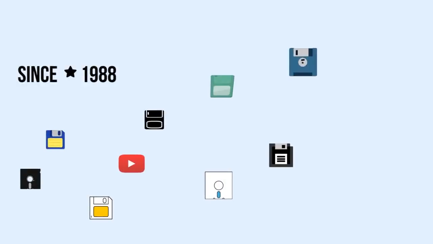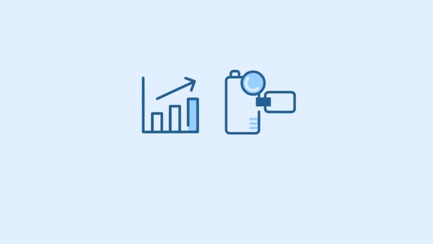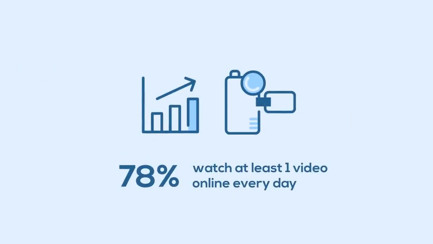Since the start of digital video in 1988, new video formats are developed every year in an attempt to provide improvements in quality, file size, and video playback. The popularity of video continues to grow rapidly, with 78% of people watching at least one digital video on one of their devices every single day. However, video formats and how they work is still a subject of much confusion for most people.